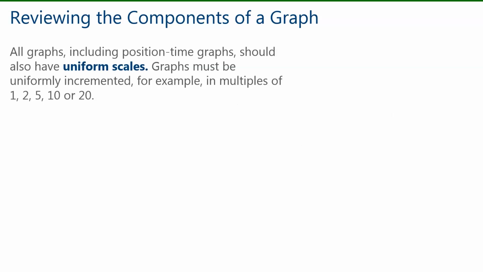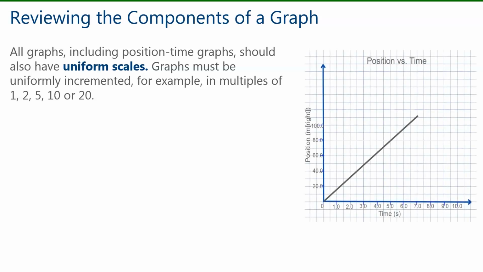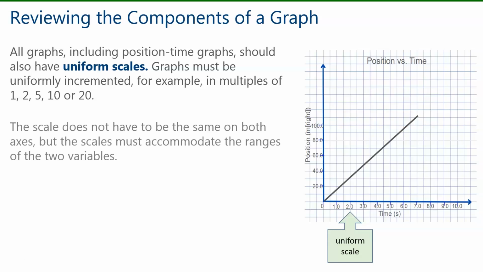All graphs, including position-time graphs, should also have uniform scales. Graphs must be uniformly incremented. For example, in multiples of 1, multiples of 2, you could go up by 5s, 10s, or 20s. So you can see in this graph on the x-axis, which is time, we have a uniform scale and it went up by 1s. The scale does not have to be the same on both axes, but the scales must accommodate the ranges of the two variables. When you look at your data table, your scale has to incorporate all the numbers in your data table.